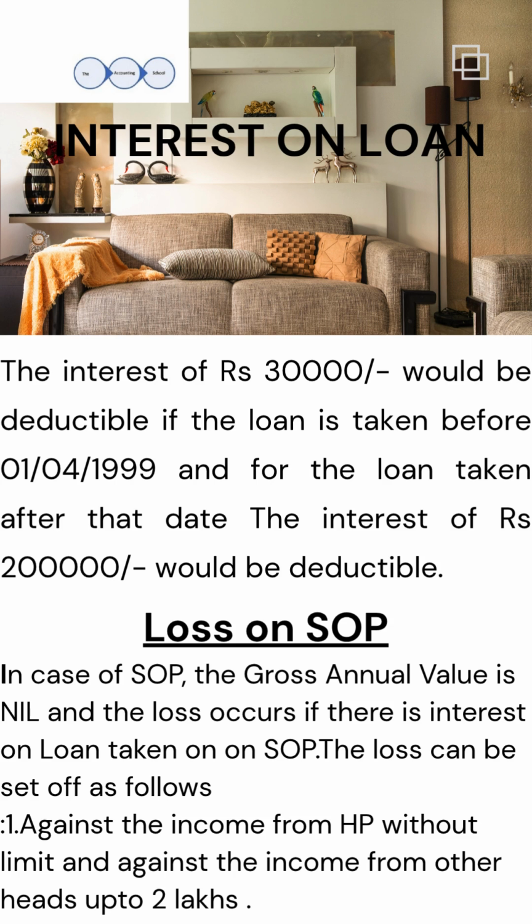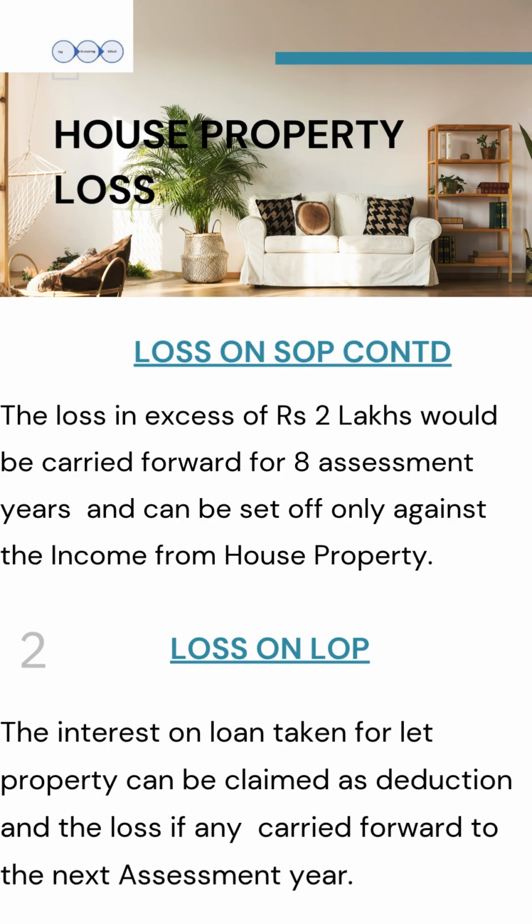If the loan is taken before 1st April 1999, then the 30,000 interest is deductible, and if it is after that, then 2 lakh would be deductible. In case of SOP, the gross annual value would be nil, and the loss would occur only if there is an interest on housing loan that is taken on SOP, and that can be set off like against the income from house property without any limit, and against other heads up to 2 lakhs, and any other excess would be carried forward to 8 assessment years.